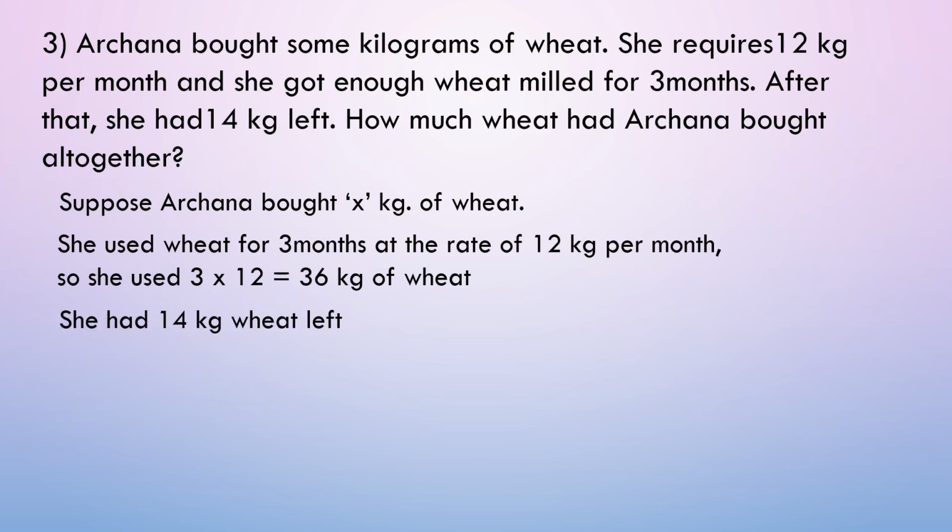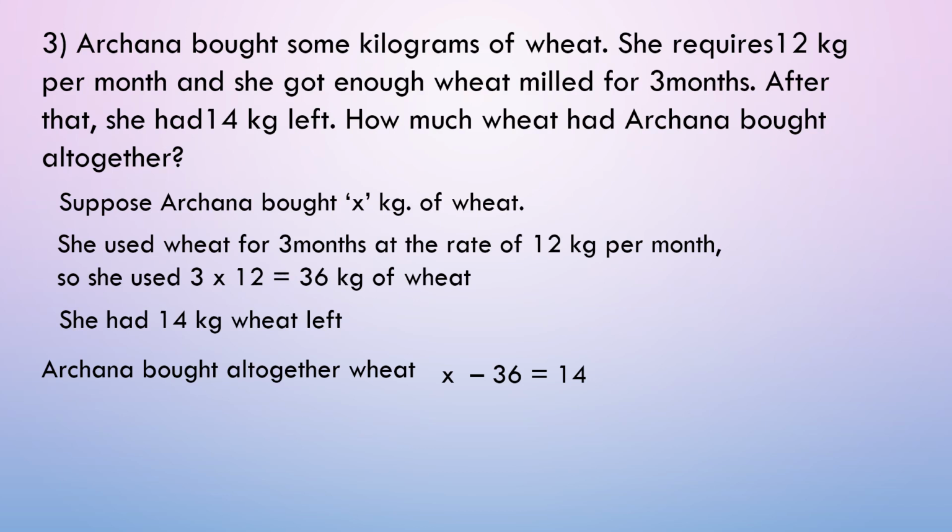So now we have to form the equation. Archana brought X kg of wheat. From that she used 36 kg of wheat, so minus 36 you have to do. And 14 kg was left with her, so it is equal to 14. So this is the equation form here.